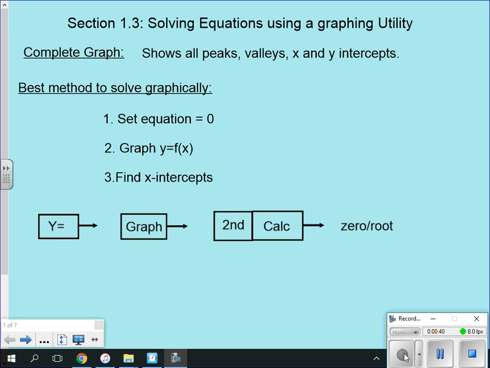Now, you can kind of ignore this, like I said, the paper I gave you. I have that paper posted online. I try to post everything online. So if you lose this, it is available, and it's the same thing you have there: how to solve graphically, step-by-step. If you lose the handout that I give you to be in class, I will have extras, but I have it online, so you can always look it up at any time.